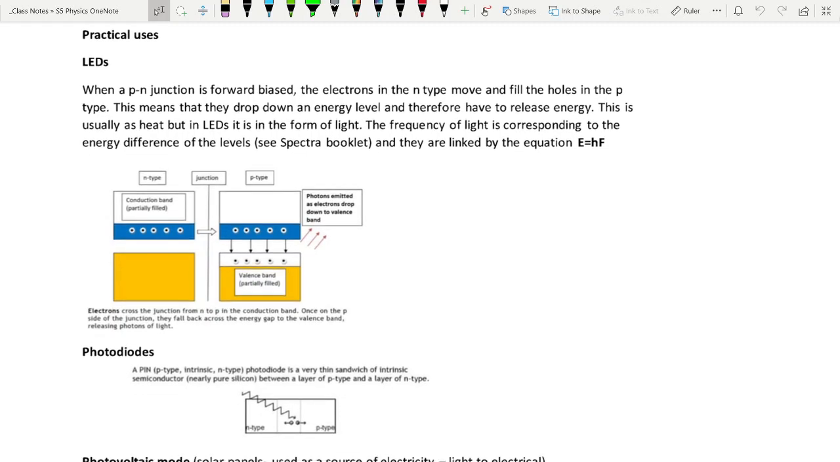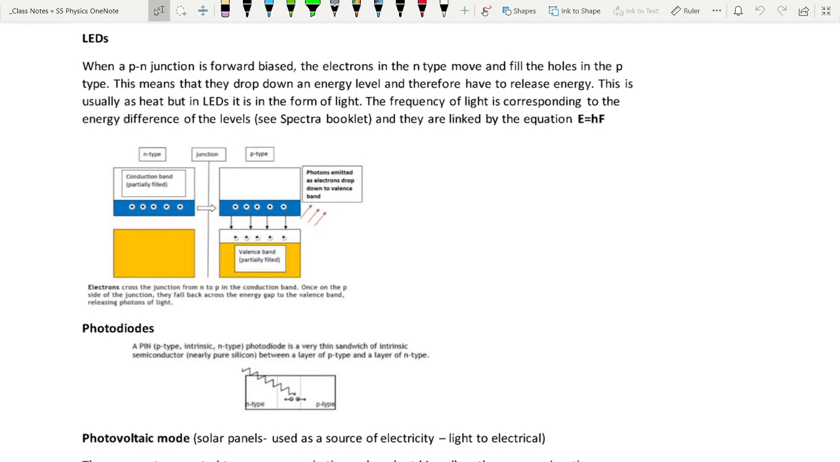biased, the electrons in the N-type move and fill the holes in the P-type. This means they drop down an energy level. So remember, in n-type, we've got electrons in the conduction band. Then they fill in those holes. The holes are in the valence band, so they drop down an energy level to fill those holes. And when they do that, they give out energy. Because they've got too much energy up here, they need to get rid of it so they can exist in this energy band. So they give it out.